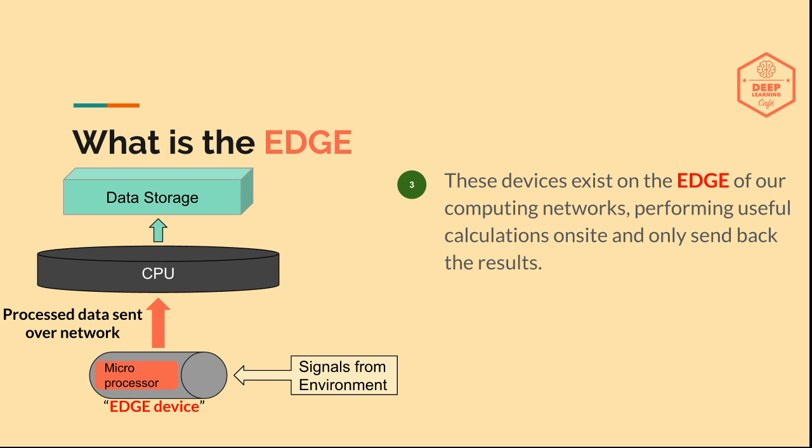And then the thing is that these devices, or these microprocessors, live on the edge of our computing networks, and they're streaming in a lot of information that they're taking in from the environment. And what we're trying to do by bringing AI to the edge is to actually clean up all this information and only send back the data that's most useful to our CPU and that we want to store.